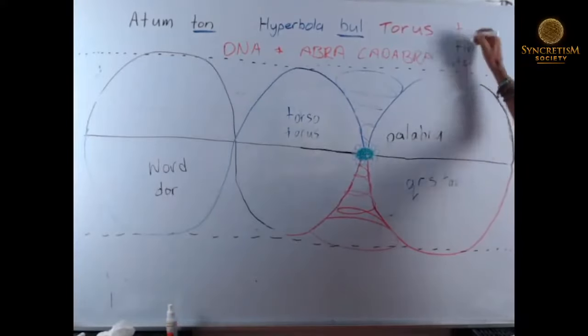Ouroboros, B-O-L becomes B-O-R. That's the Ouroboros. That's the serpent eating its tail. Every day, the serpent eats its tail. This here is the Holy Grail. This is the obelisk. Bel. This is the false god Baal.